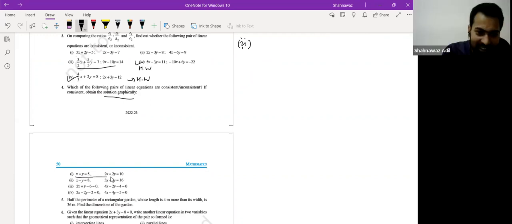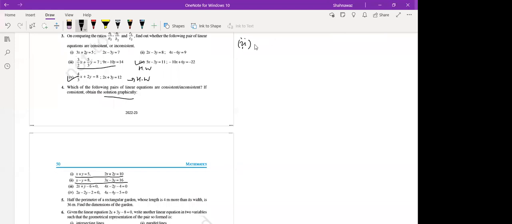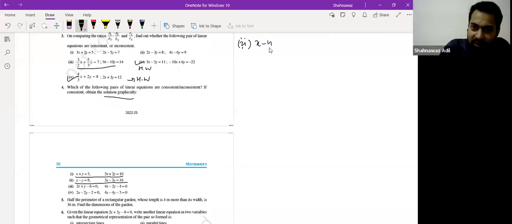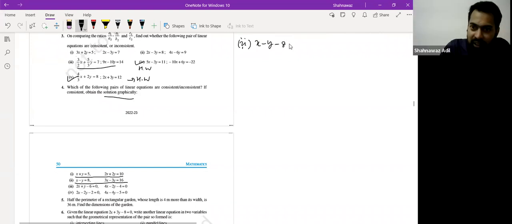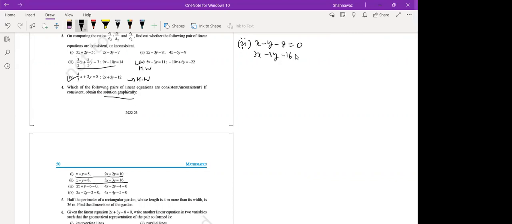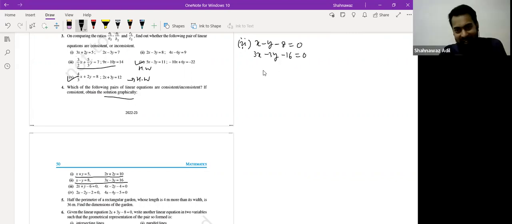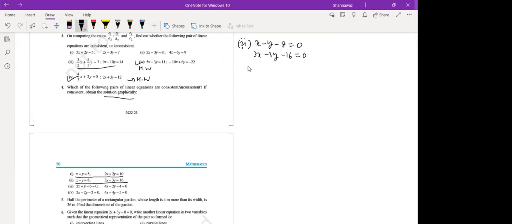So what is this solution? This question, right? Yes. So x minus y minus 8 equals 0. And 3x minus 3y minus 16. So we can already see that this is a no solution.